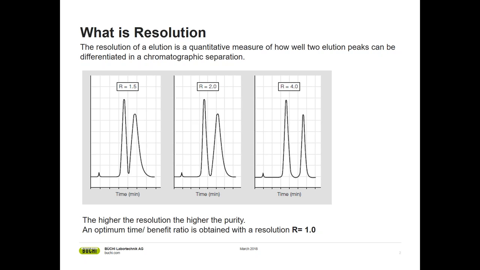If he doesn't want to lose any of his target compound, he needs to go for a baseline separation, so high resolution, which means more time and at the end also higher solvent consumption.